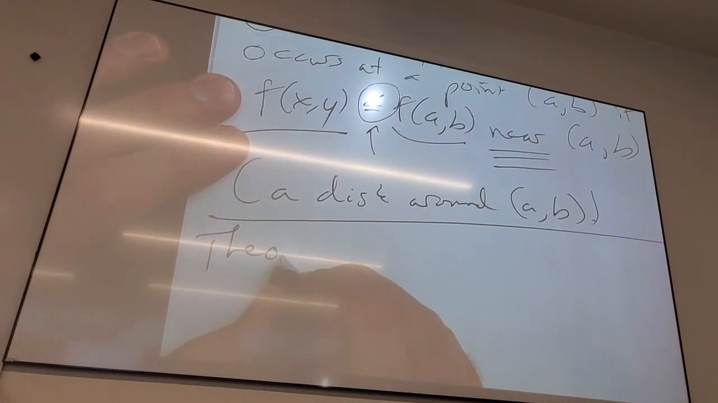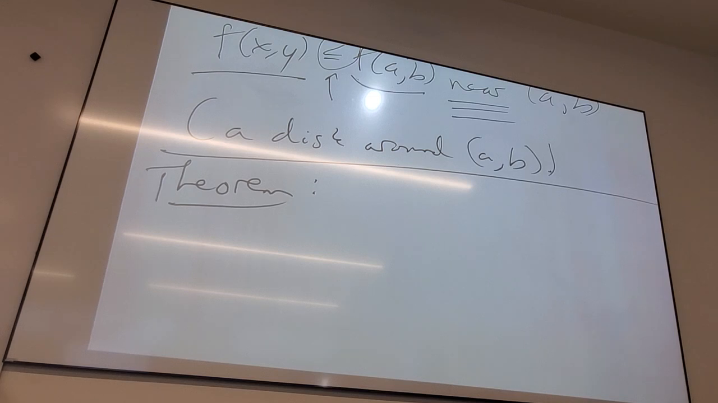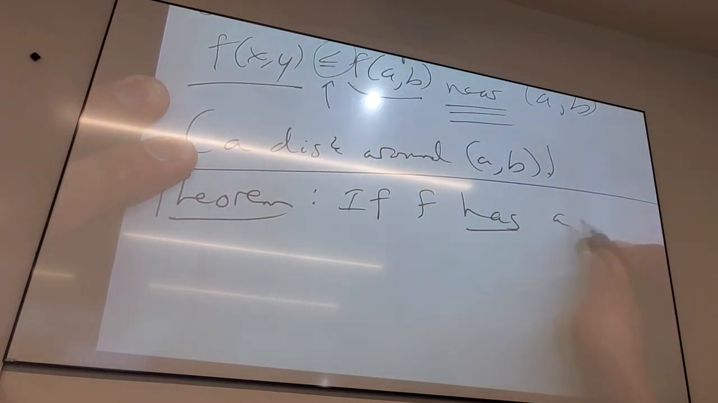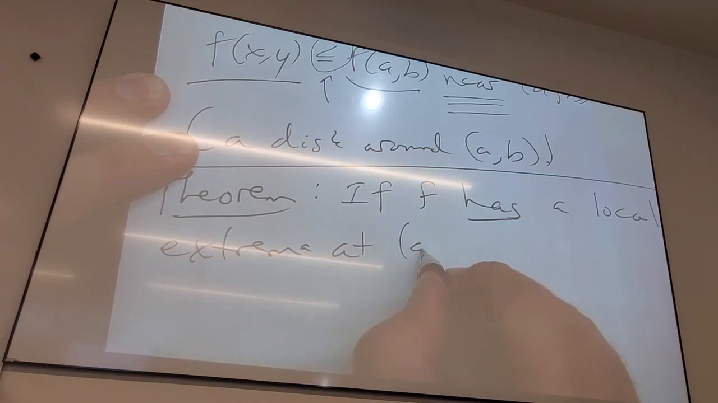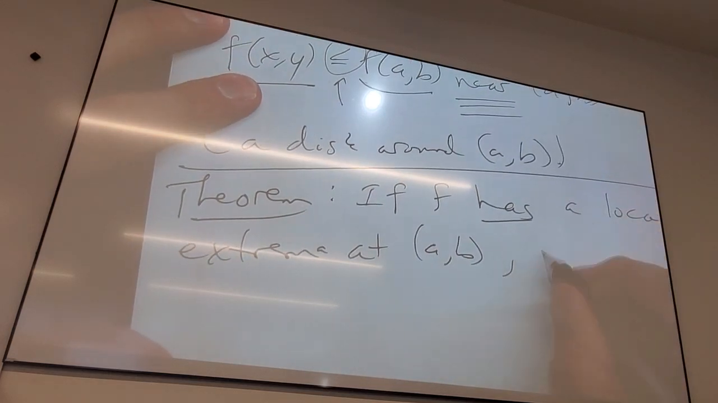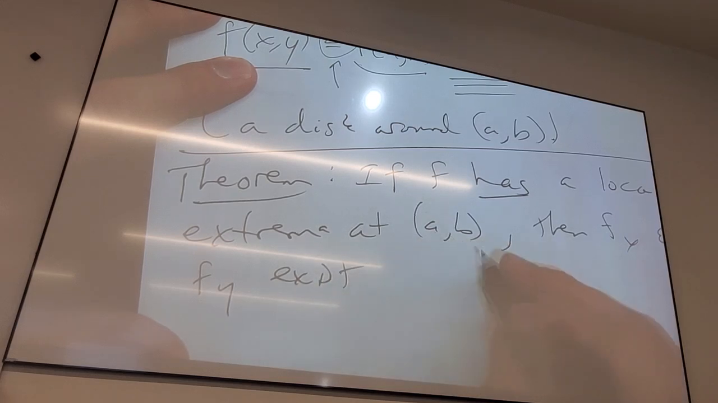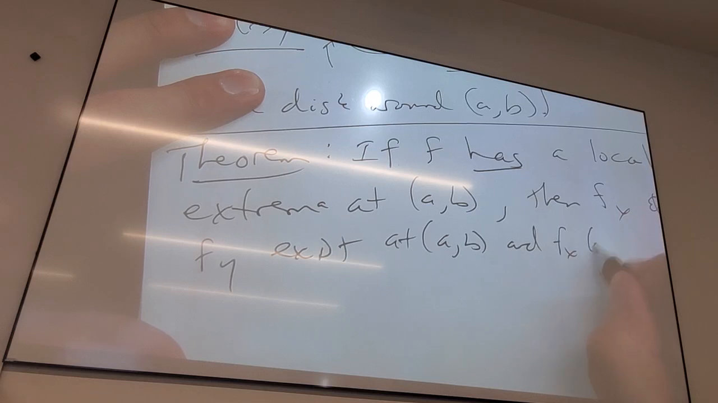And interestingly enough, in Calc 1, you actually find critical numbers based on a theorem that kind of talks about it the other way at first. So what do I mean by that? If f has a local extrema at (a, b), then f_x and f_y exist at (a, b), and f_x(a, b) equals f_y(a, b) equals 0.